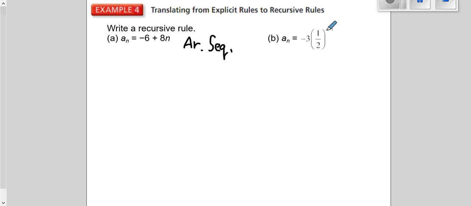This one has a variable in the exponent, so this is a geometric sequence. It's important that we take the time to think about that. Then we know what kind of rule we're writing. Write a recursive rule. So we need to know a sub 1, which would be negative 6 plus 8 times 1.